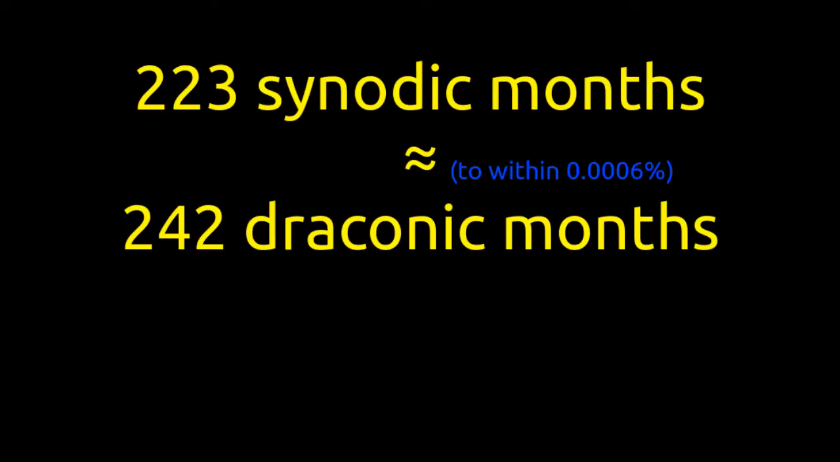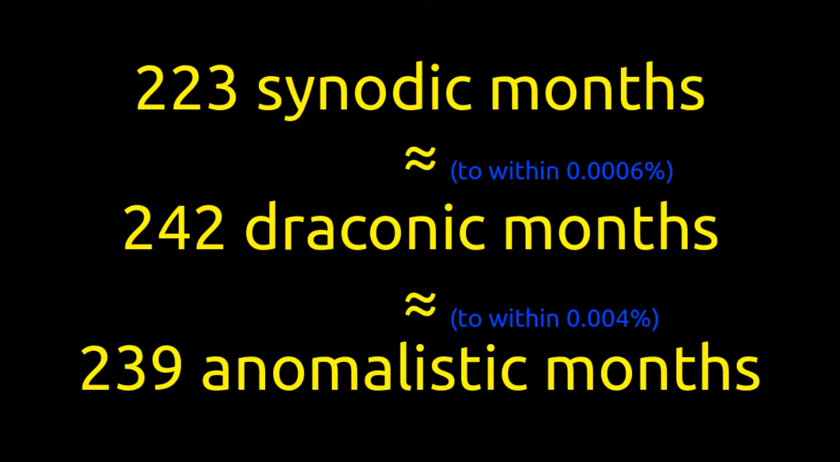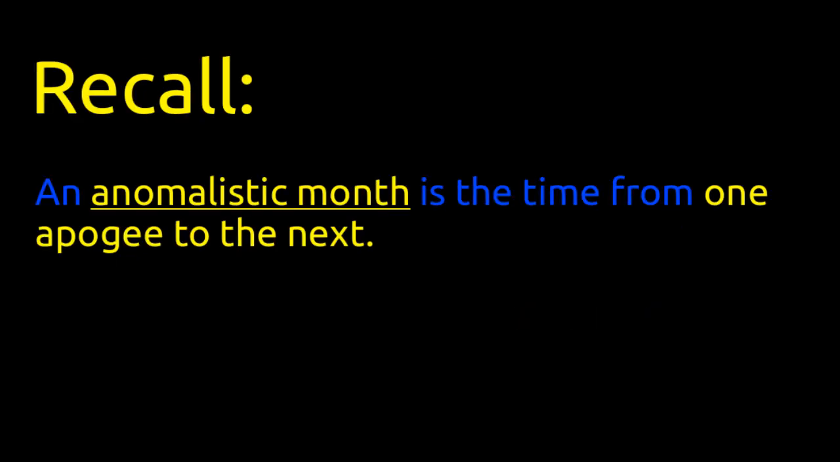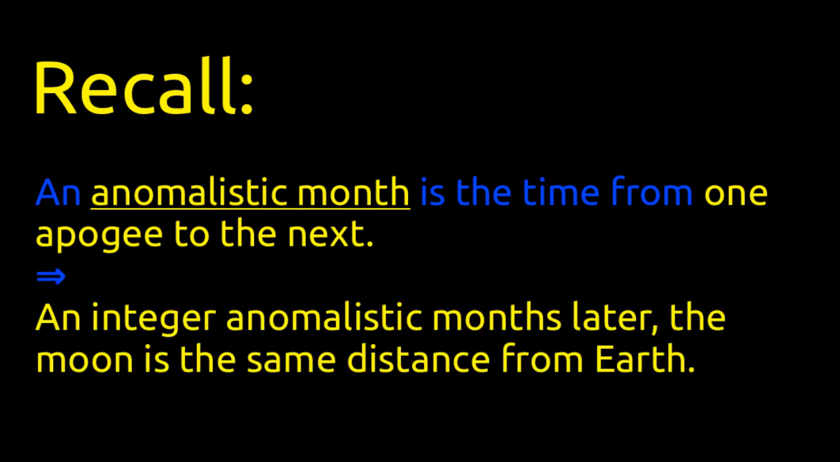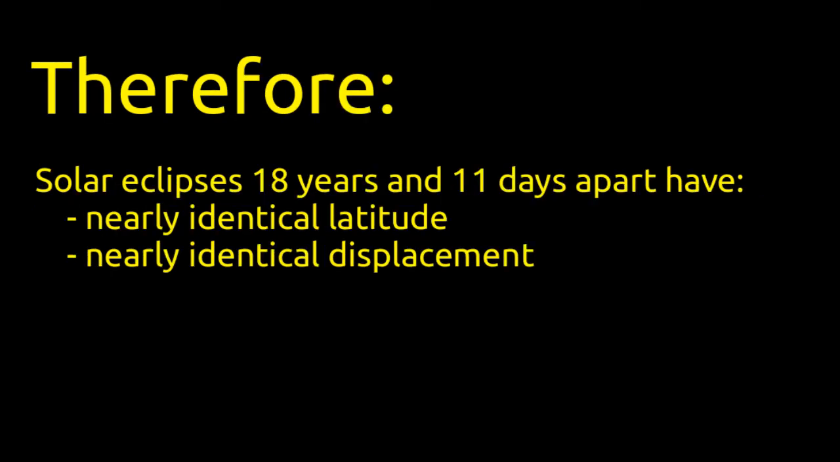But it's actually not just that, because 223 Synodic months is not just nearly exactly 242 Draconic months, it's also nearly exactly 239 Anomalistic months. Recall that an Anomalistic month is the time from one apogee to the next, so a whole number of Anomalistic months later, the moon is at about the same distance from the Earth as it is at a given point in time. So, the next solar eclipse is in fact nearly identical to the previous one. It is also nearly identical in its width.